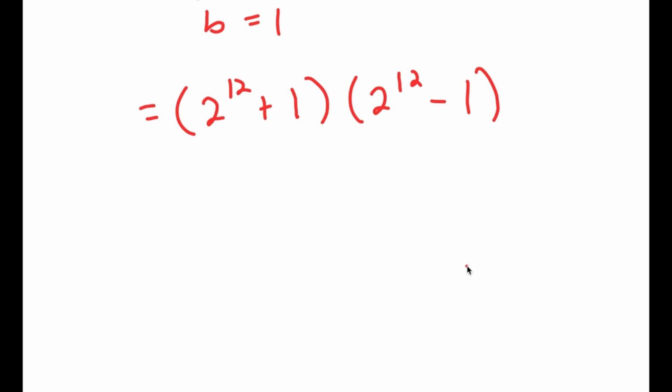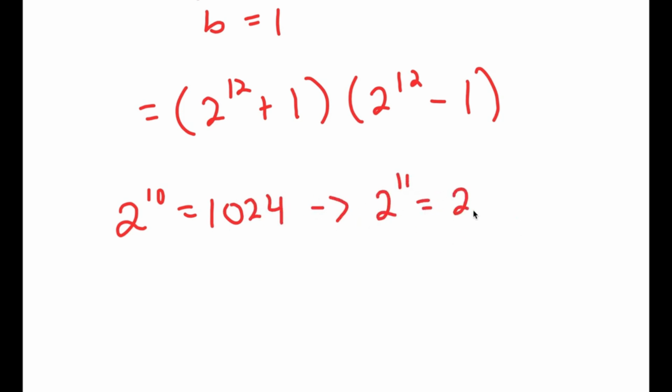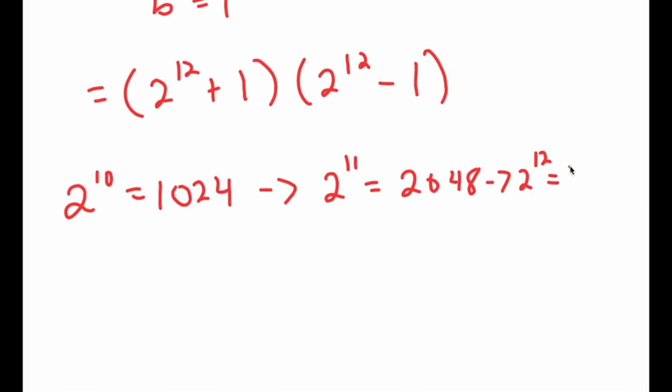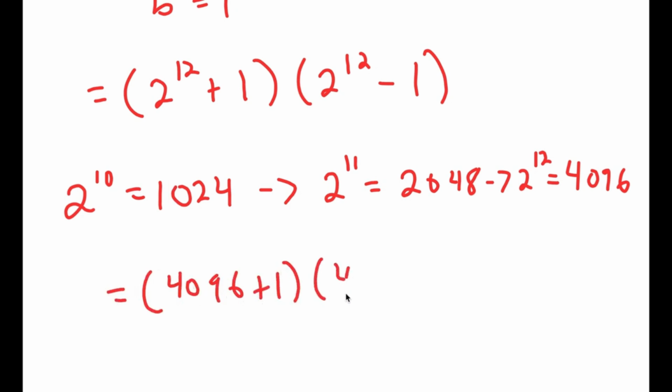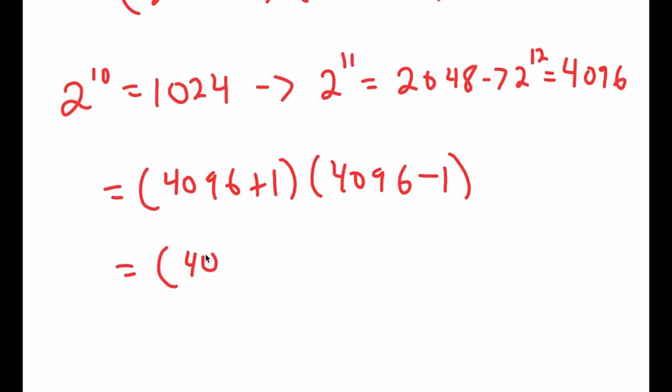Now from here, we need to find the value of 2 to the power of 12. Well, 2 to the power of 10 is equal to 1024. So this means that 2 to the power of 11 is equal to double of 1024, which is 2048. And 2 to the power of 12 is equal to double of 2048, which is 4096. So now I have 4096 plus 1 times 4096 minus 1. 4096 plus 1 is 4097, and 4096 minus 1 is 4095.